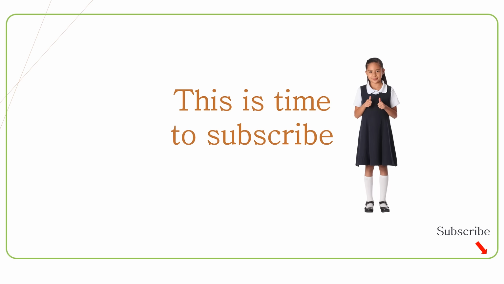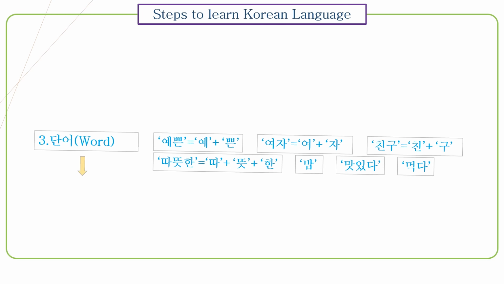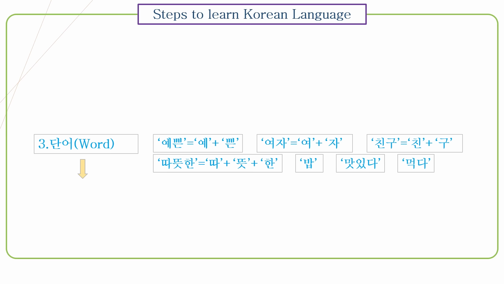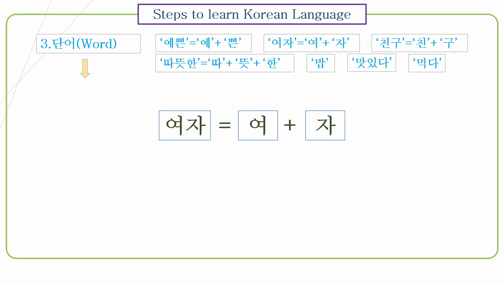Now let's go on. The third step is to study for word. A word is a combination of syllables. For example, the word 여자 is made of syllable 여 and syllable 자, sound as 여자, and it has a meaning of a girl or a woman.